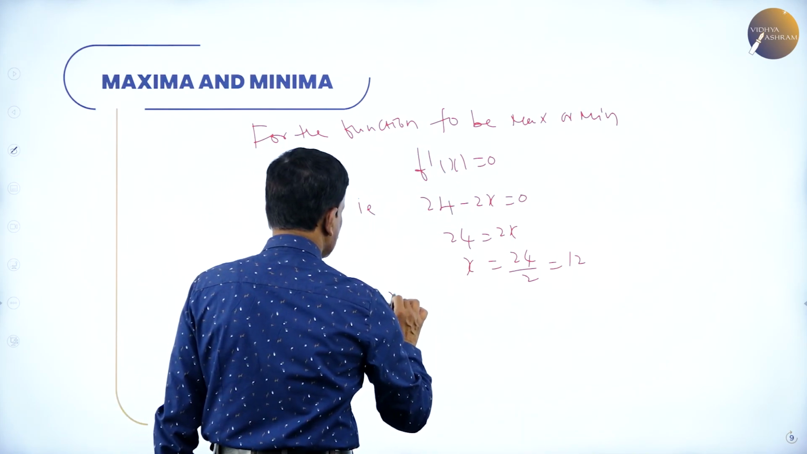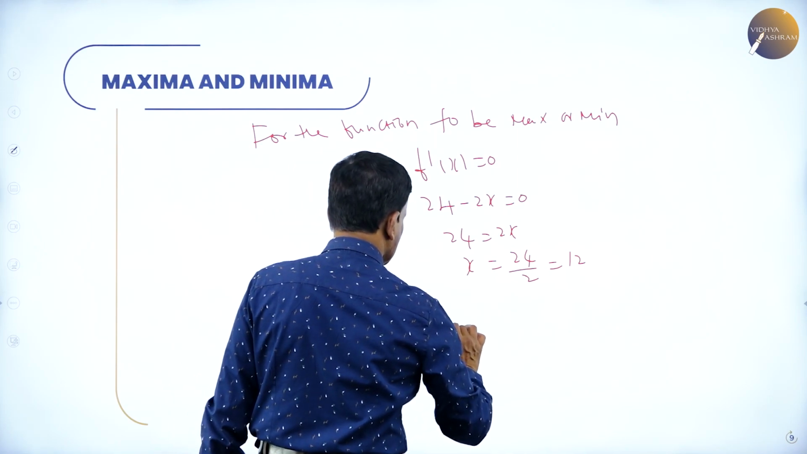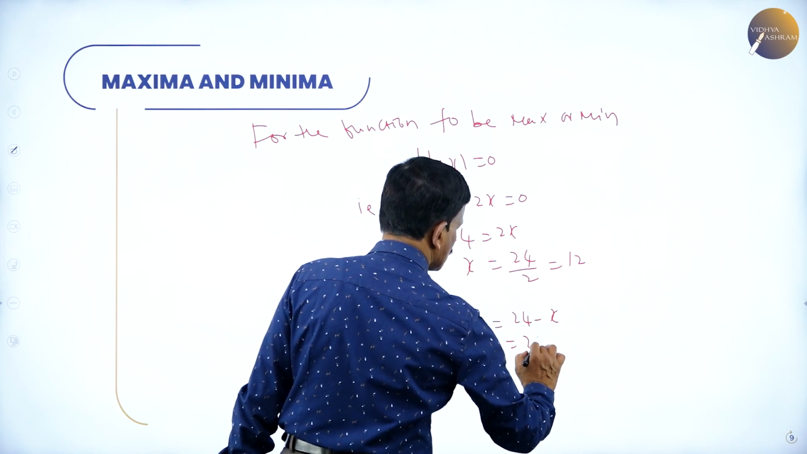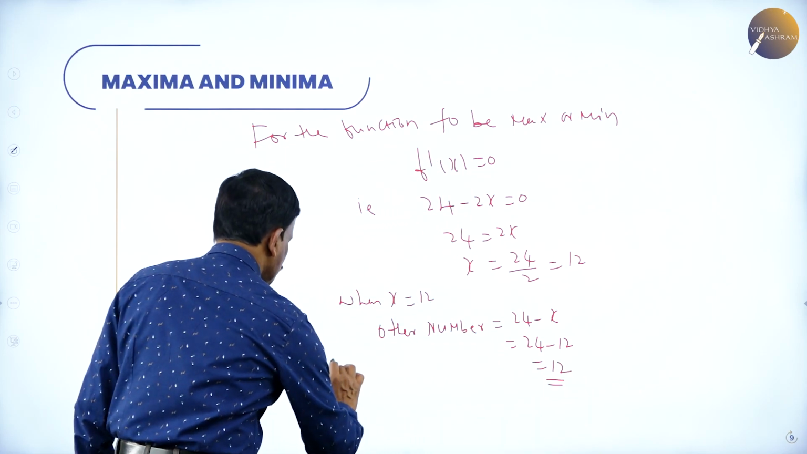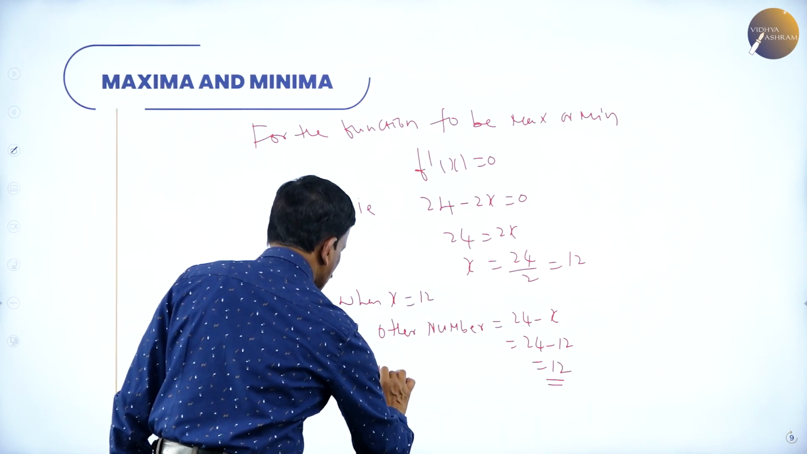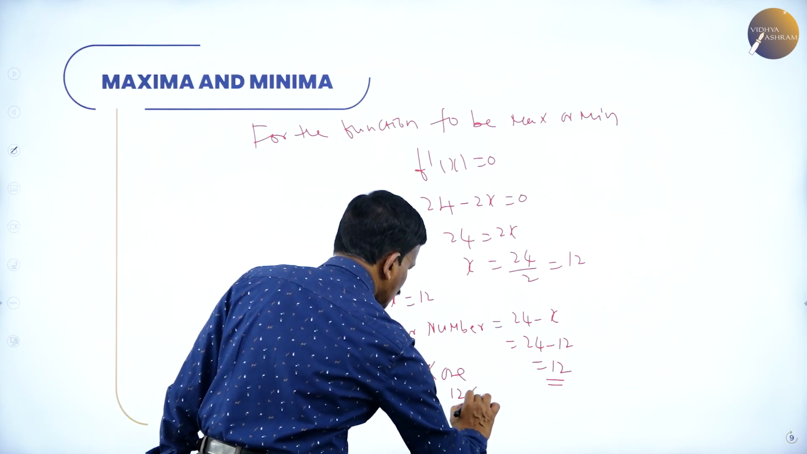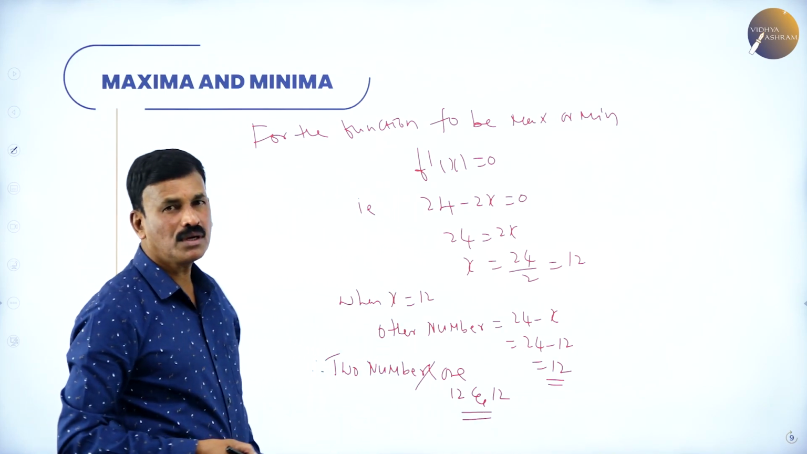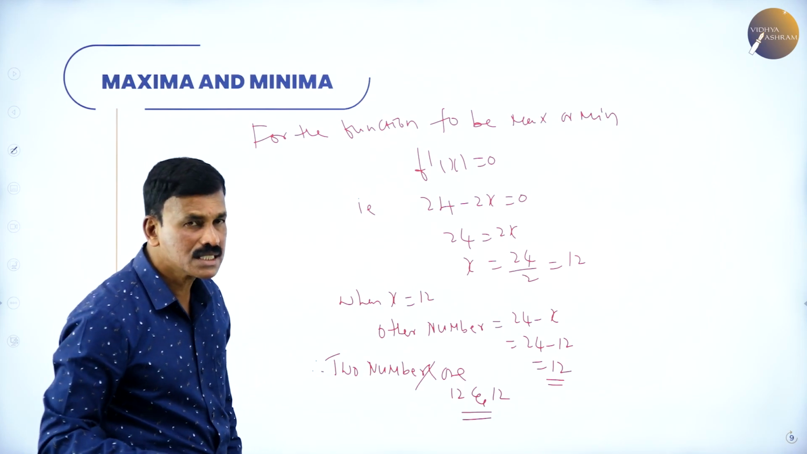When x is equal to 12, what is the other number? 24 minus x, that is 24 minus 12, that's also equal to 12. So therefore the two numbers are 12 and 12. So if you add 12 plus 12 is 24, and if you multiply 12 into 12 is 144, which is the maximum value.